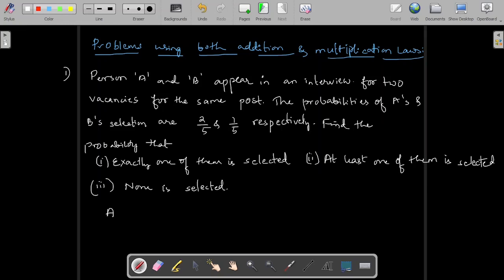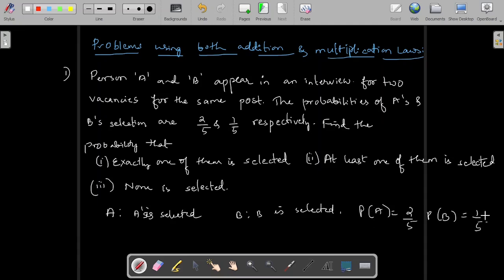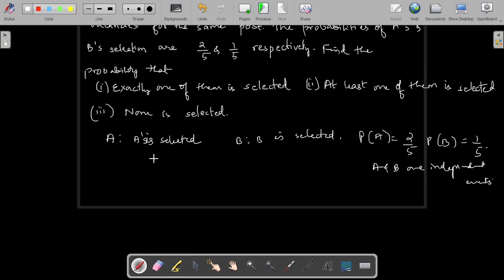So first I will take event A as A is selected. I will take the event B as B is selected. Now probability of A is equal to 2 by 5, given. Probability of B is equal to 1 by 5. This is already given in the question. And these two, A and B, are independent events. Clearly they are independent, because they have to attend the interviews independently. So these two are independent events.